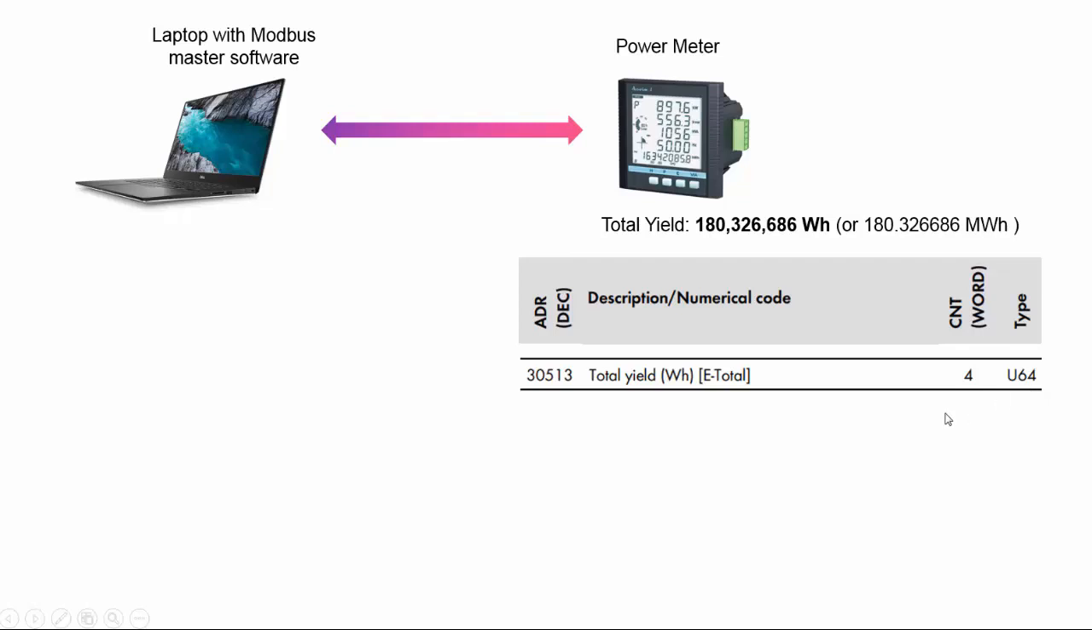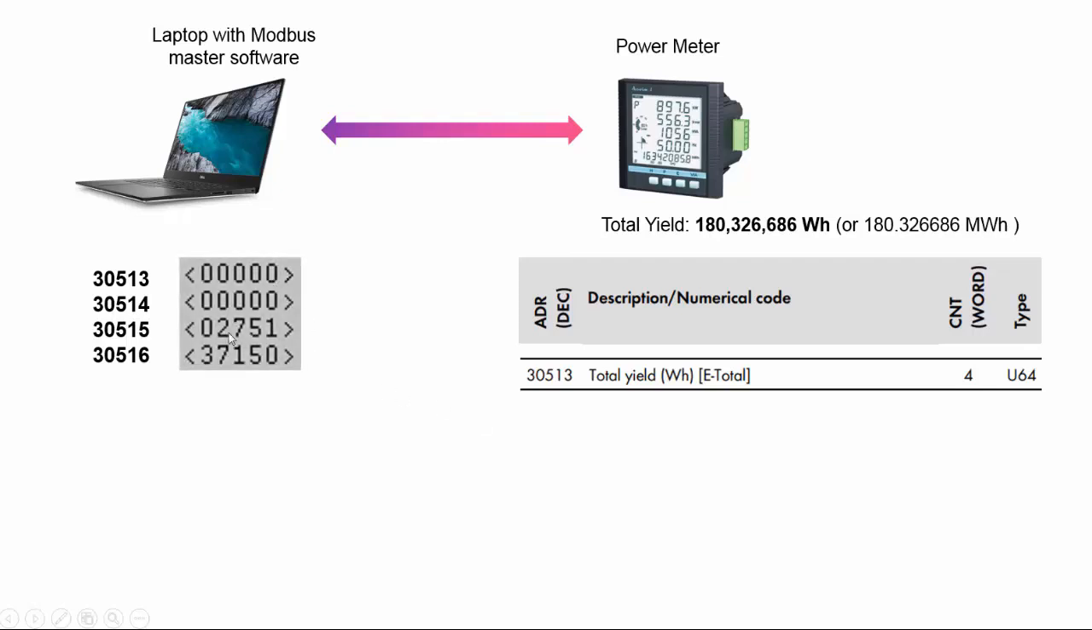That's what it is. So what she did was read 30,513, 14, 15, 16, like that. And what she got back was this. These are the values that were at these input registers. Now this looks nothing like that, and this is where she got confused.